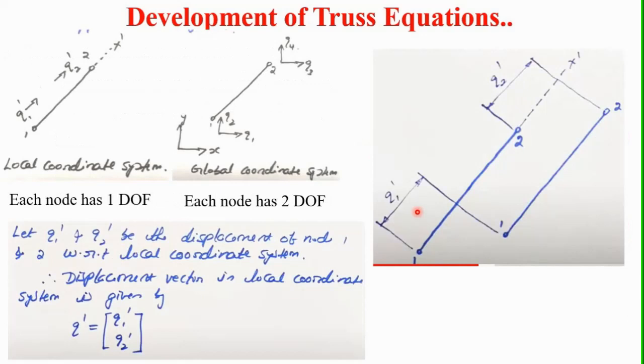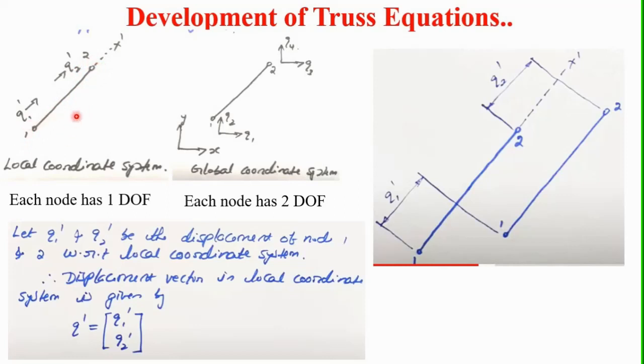Now we will see first of all the displacement vectors. We can see this is the first member of the truss. There are two nodes, this is node number 1 and this is node number 2.